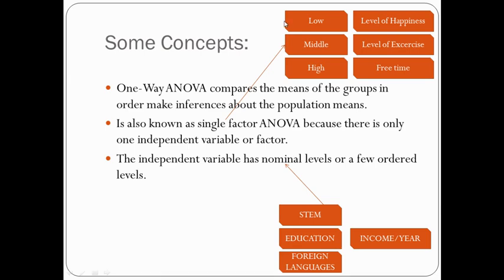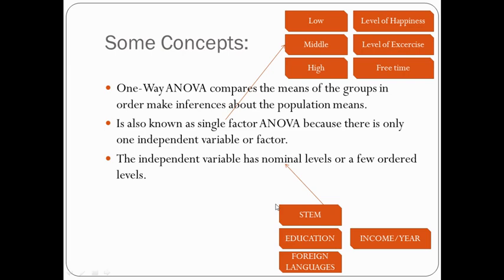Let's demonstrate here. You are interested in finding out the level of income per year of the students who graduate from STEM faculty, from education faculty, and foreign languages faculty. So you can see, ladies and gentlemen, this is called nominal levels. There are three levels: STEM, education, and foreign languages. And the independent variable, can you guess again?